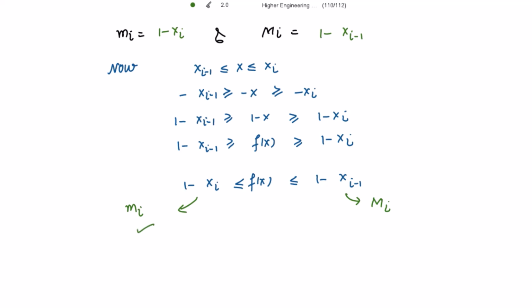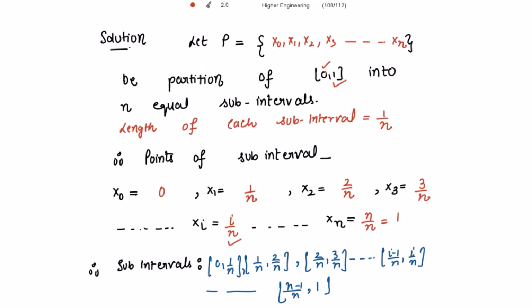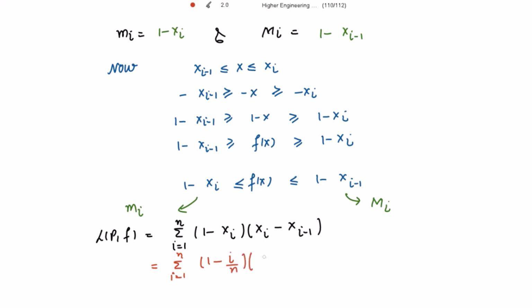Let's put the value of mi in L(P, f). So L(P, f) is equal to the summation i going from 1 to n of small mi, that is 1 minus xi, times the length of the ith subinterval, that is xi minus x(i minus 1). So this is equal to the summation i going from 1 to n of (1 minus xi), and what is the value of xi? It is i/n. So this is i/n. This is also i/n minus x(i minus 1), which will be (i minus 1)/n. Solving this we get (i minus i plus 1) divided by n, that is 1/n.